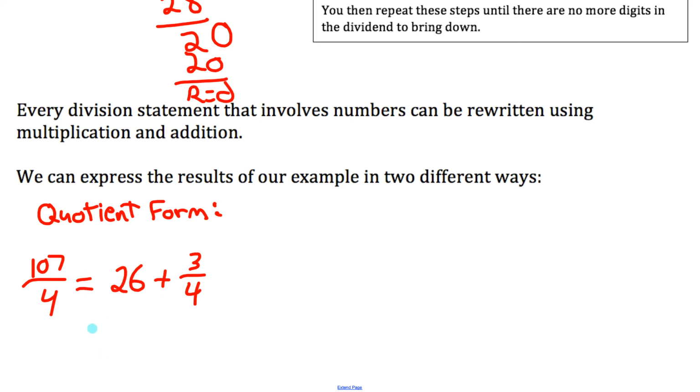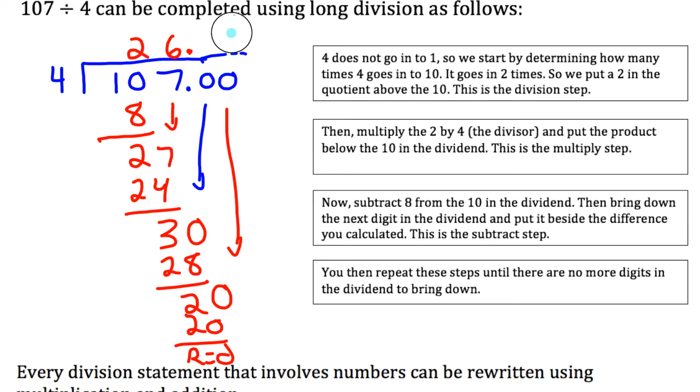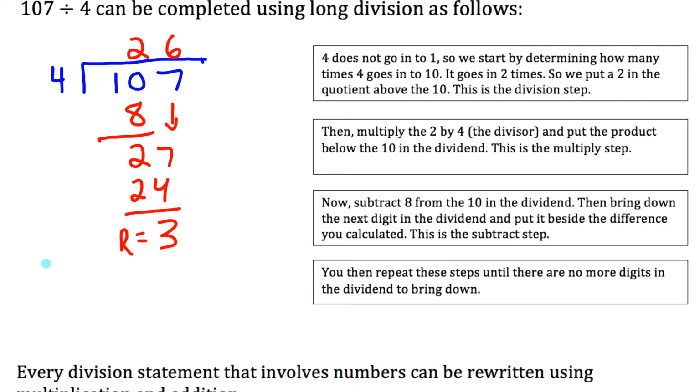Our answer is actually 26.75, and that's exactly what quotient form gives us, 26 plus 3/4. The other way to write the answer, and let me just get rid of this part. Okay, that's back to what we had.